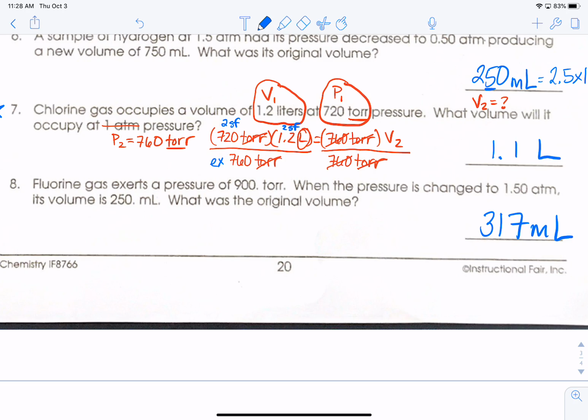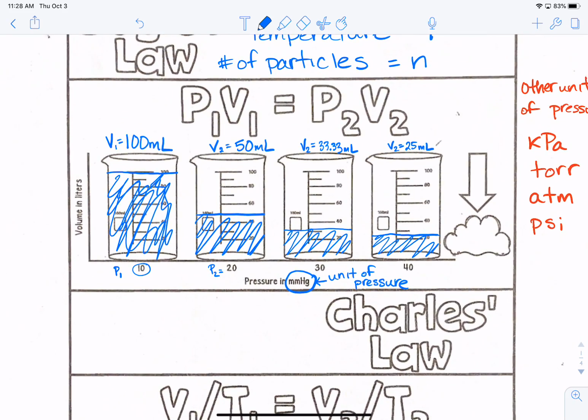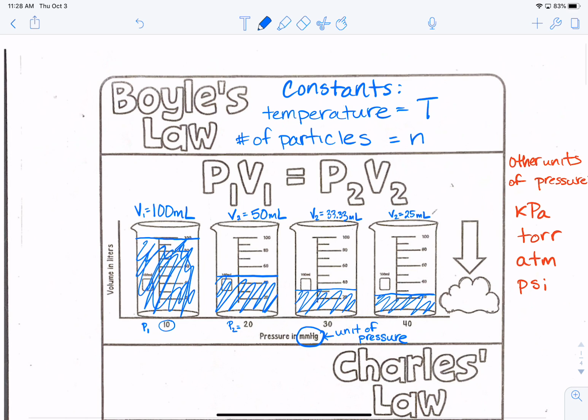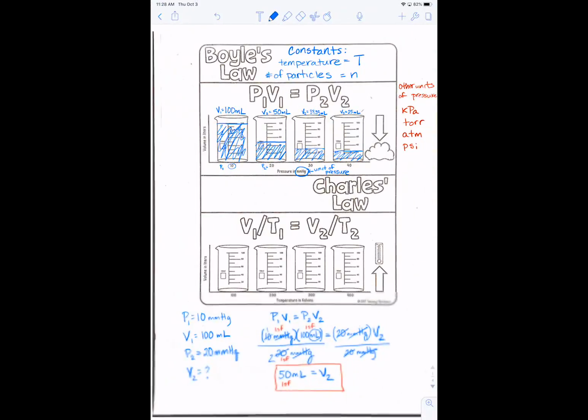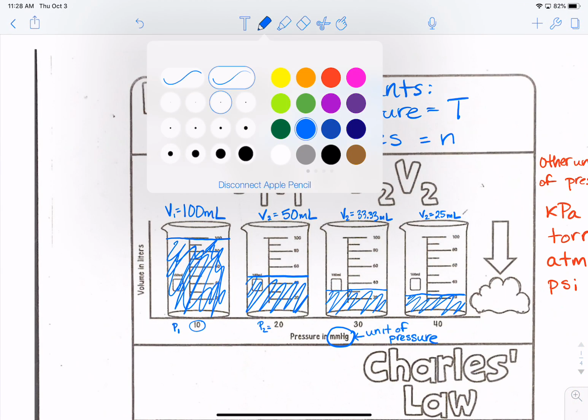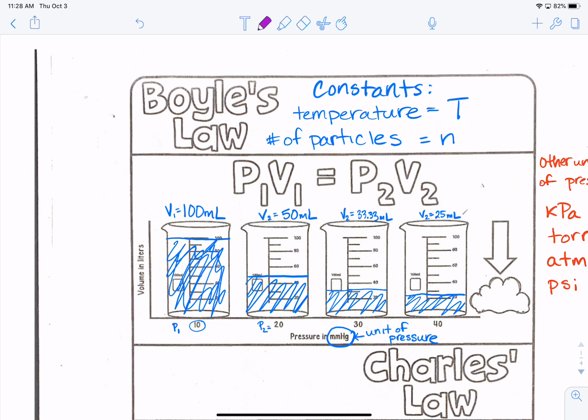So what I'd like you to do is get your notes out from yesterday, the ones that looked like this. All right, so I'd like to review with Boyle's law the pattern or the relationship that we saw here.